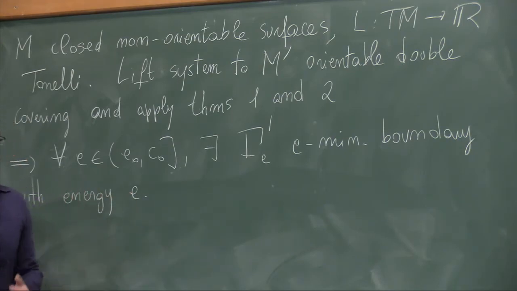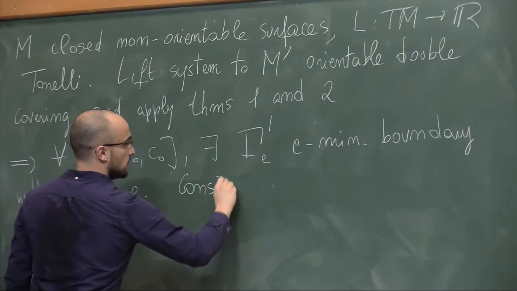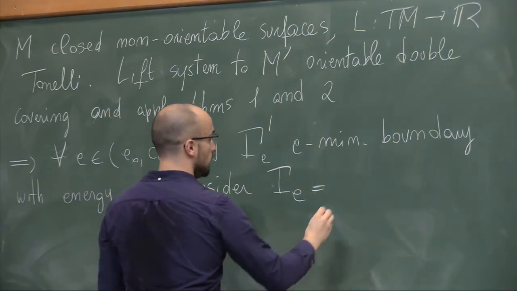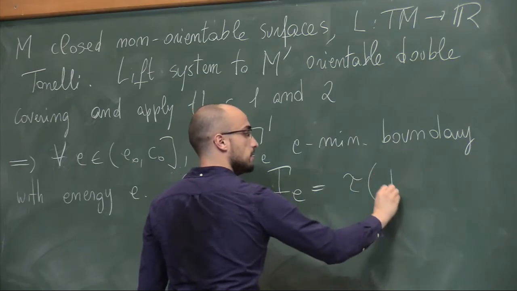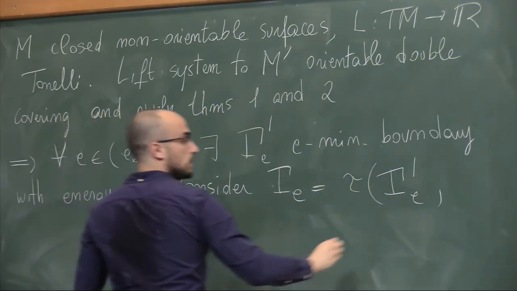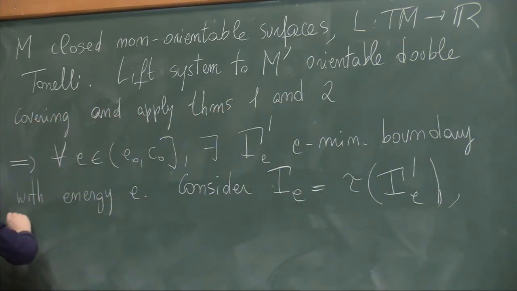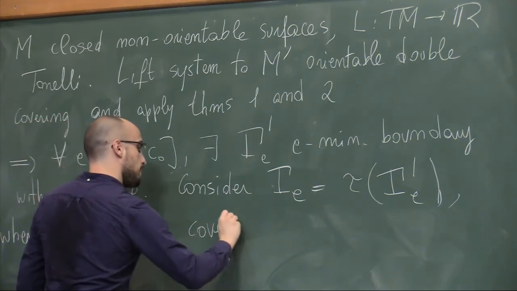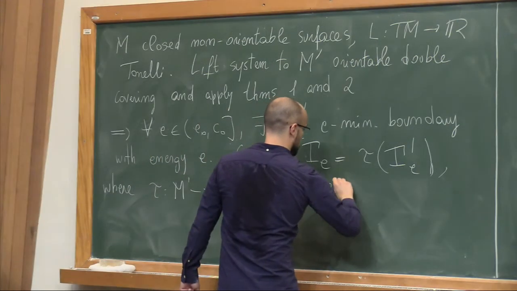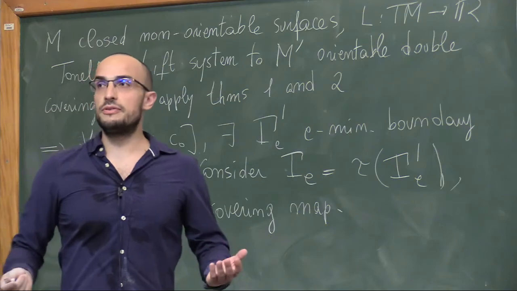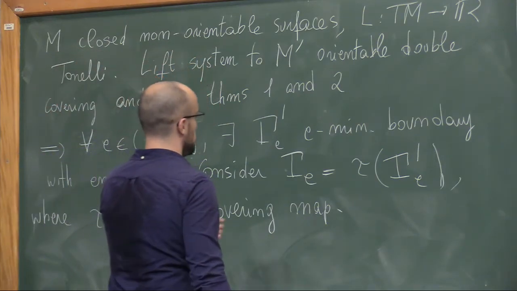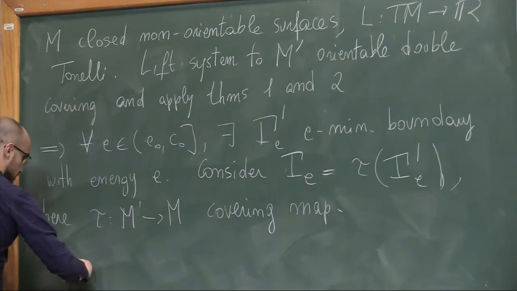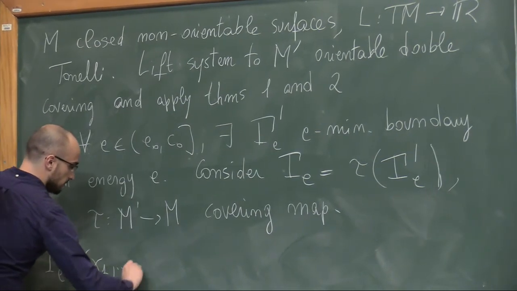And now we project the thing down. So we consider gamma E equal to the projection. Let me call the map tau, the map from M prime to M, where tau from M prime to M is the covering. Okay, so everything follows besides simplicity, so we now have to show that gamma E consists of, okay, let's write gamma E as a collection of curves gamma 1 to gamma n.